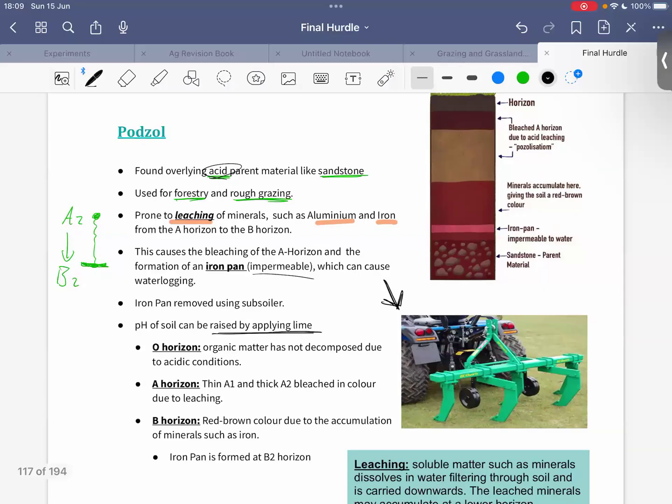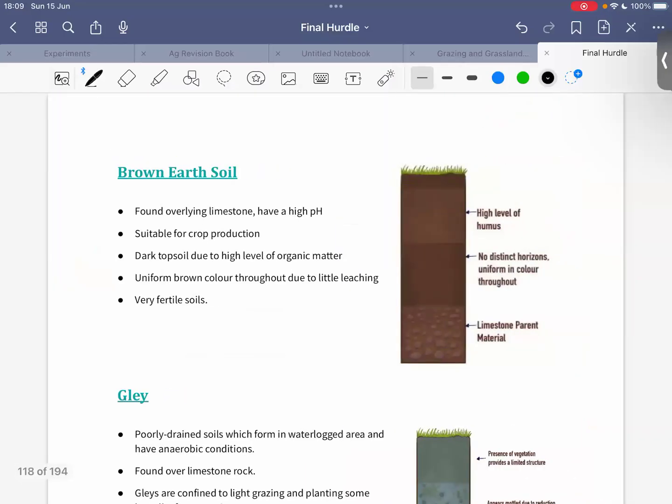We spread lime. Onto our brown earth soils. So the best student I'd have in the class, I'd always say they were like a brown earth soil. BEST.